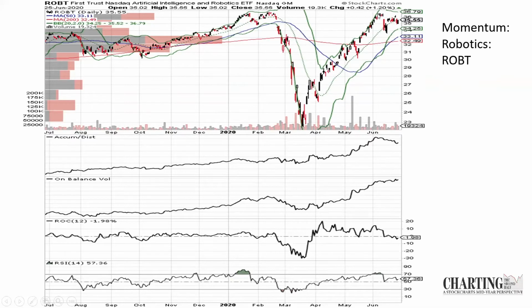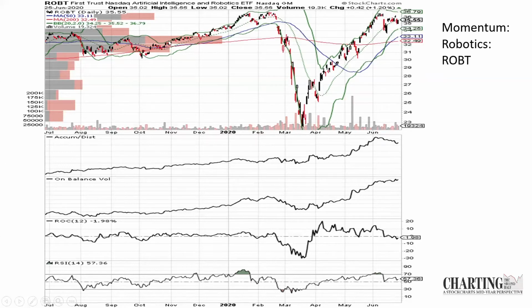Here's robotics. And yeah, if you look at this chart from a global standpoint, you're going to say things are looking pretty good. But if you start looking under the hood, you can see that accumulation distribution is starting to fail a little bit. On-balance volume is okay, but it's flat. And we have a break below the zero line on ROC. And we could be getting close to that 50 area down here on the RSI.